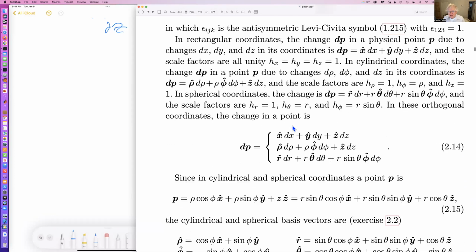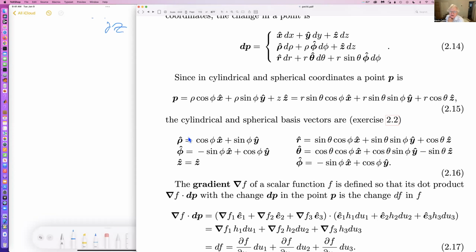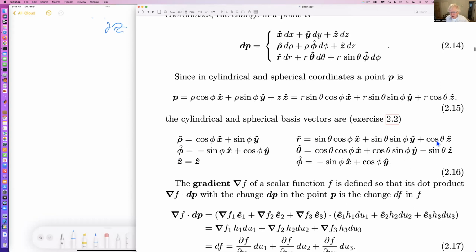And so in other words, in rectangular coordinates, you have this, in cylindrical coordinates, you have that, and in spherical coordinates, you have this. And the point can be written in terms of the cylindrical and spherical coordinates, but using the basis vectors x, y, z like this. And then you can find the unit vectors; the hat always means, or almost always means, unit length. And so the unit length vectors rho hat, phi hat, z hat look like this. R hat, theta hat, phi hat look like that.